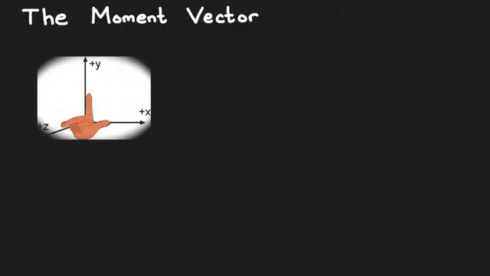We are at the point in our discussion where we are ready to discuss the definition of the moment vector and its physical significance. I'd like to explain this concept by showing you an example. Let's say I have an object, and this object is a rod that I'd like to place along the x-axis.